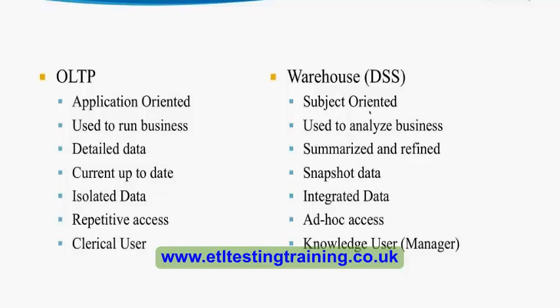Okay, so let's go ahead. Now when we talk about the OLTP system, the OLTP system is application oriented. We just saw that. The warehouse is subject oriented. When we say subject oriented, we mean customer data, product data. So customer, product, all these are subjects in the business. So it's subject oriented. OLTPs are used to run the business. Can you just go through this slide and tell me what is not clear?